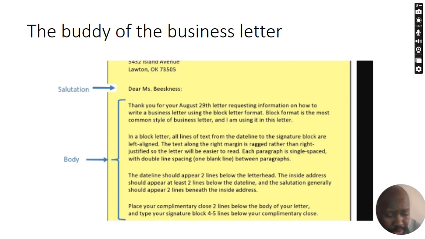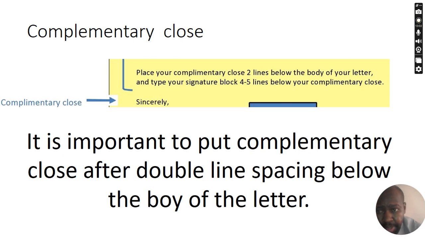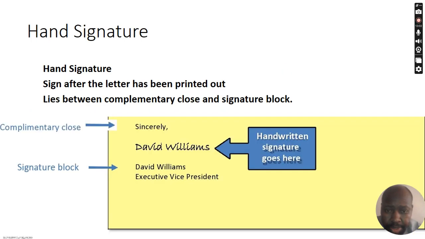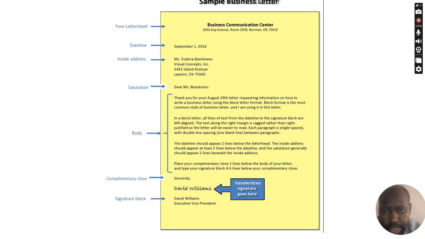Then after the subject line, you will insert the body. And after you insert the body, you will insert the complimentary close. The complimentary close is when you say yours sincerely or yours faithfully. And then the signature block comes just after the line spacing. Okay, and these are the components. I took this one from the internet, from Google. You can Google the letterhead. It is pretty much a good example, okay?